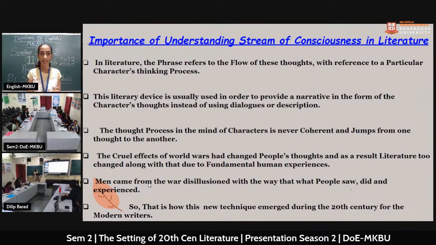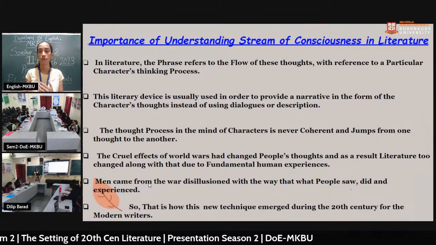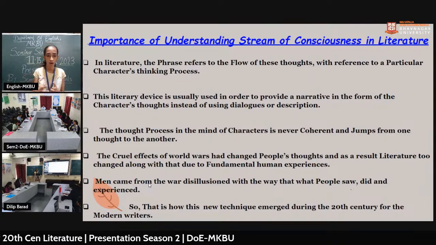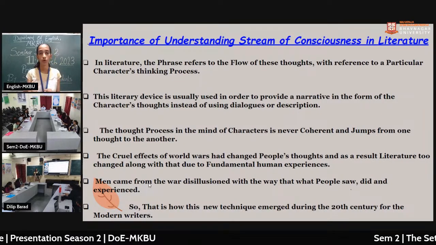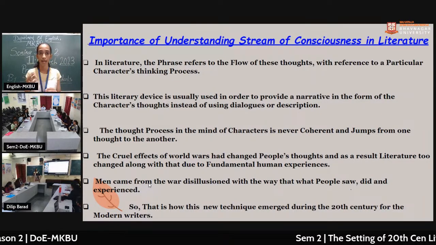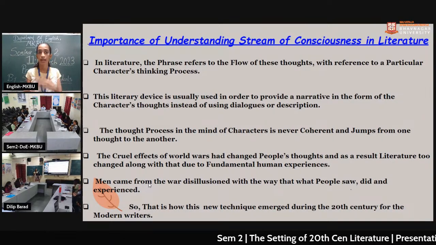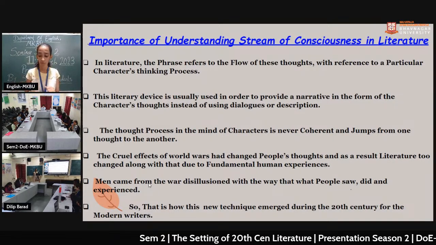And that is why this new technique, stream of consciousness, helped a lot in depicting or reflecting the people's thoughts or ideas about what they saw, did, and experienced during the World War.